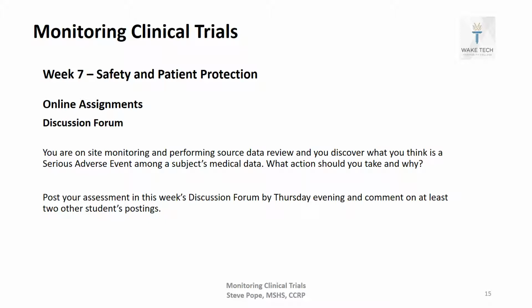So for your online assignment for the week, we have a discussion forum question. You are on site monitoring and performing source data review, and you discover what you think is a serious adverse event among a subject's medical data. So what action would you take and why? I want you to think about that question as you're going through this week's content, and then post your assessment in the week's discussion forum by Thursday evening, and then comment on at least 2 of your fellow students' postings.